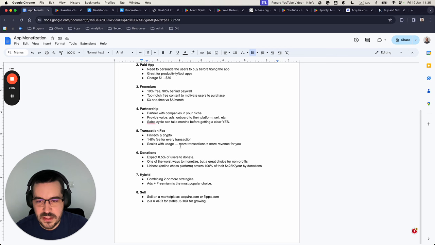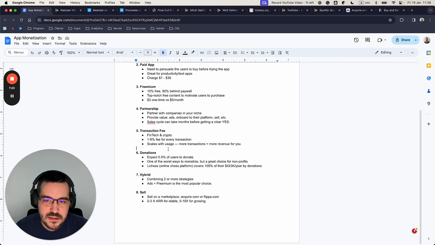So what does that mean? The more people doing transactions inside of your app, the more revenue you get. So you don't need to provide more value. It's just that the more transactions people do, the more money you make.